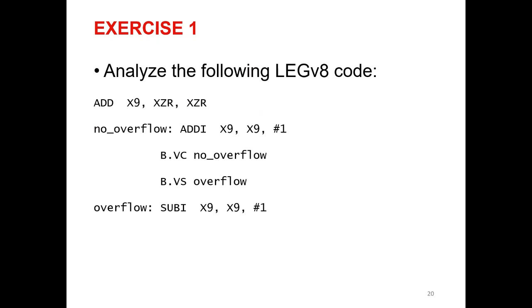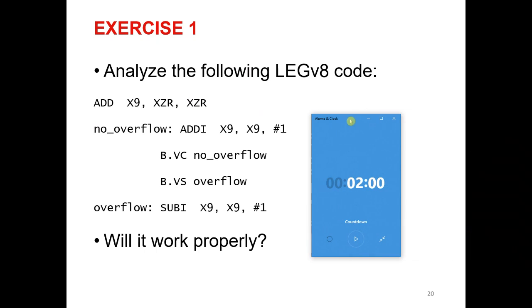So let's see an example using those condition codes. Here I have this LegV8 code. Now what I propose is that you analyze this code, and the question here is, will it work properly? I'm going to give you some time, and let me know at the end if it works or not.